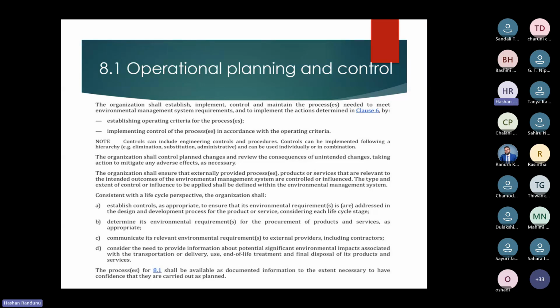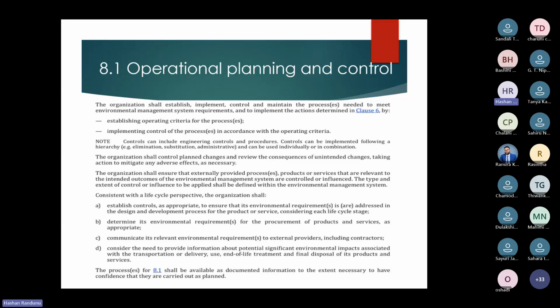And then the organization shall control planned changes, and review the consequences of unintended changes, taking actions to mitigate any adverse effects as necessary. When you do a change to your process, to your facility, infrastructure, to your products, whatever changes you are going to do, before doing that change, you have to plan for that change. In the planning stage, you need to assess the possible potential environmental aspects from the planned change, right? Then if you identify those as significant, you have to take controls to minimize that significance.